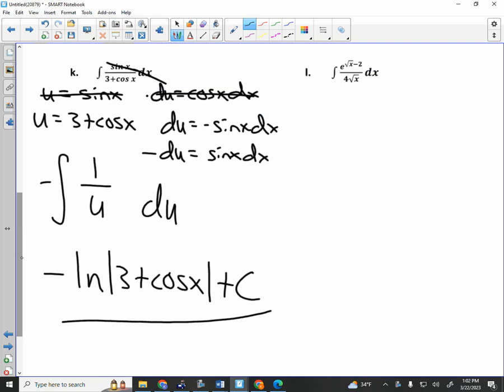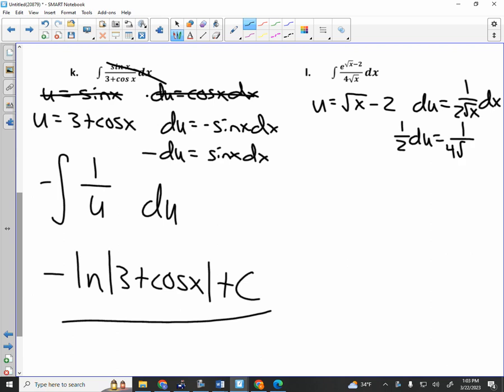And for good measure, one more. What do you think? What is u here? Good. Square root of x minus 2. What is the derivative of the square root of x? 1 over 2 roots of x dx. As you notice, I don't have a 1 over 2 roots of x. I have a 4 roots of x in the denominator. Times it not by 2, but by 1/2. 1/2 du is 1 over 4 roots of x dx.